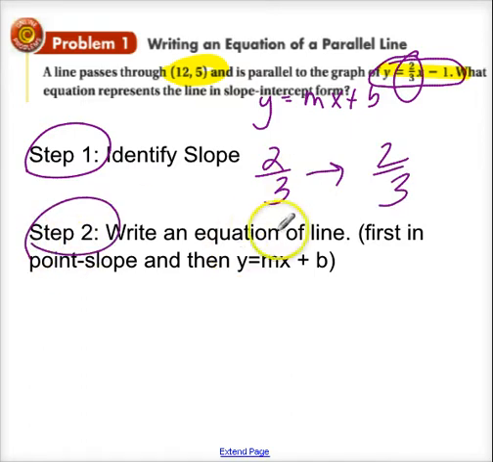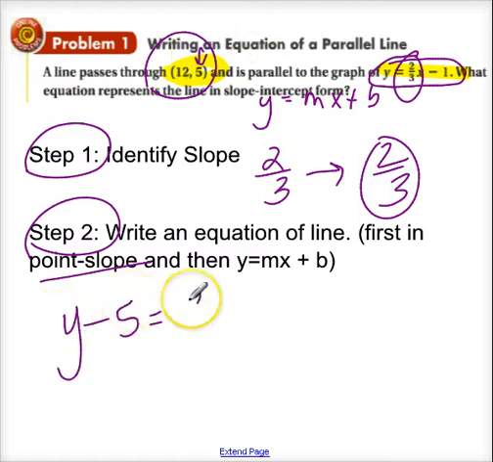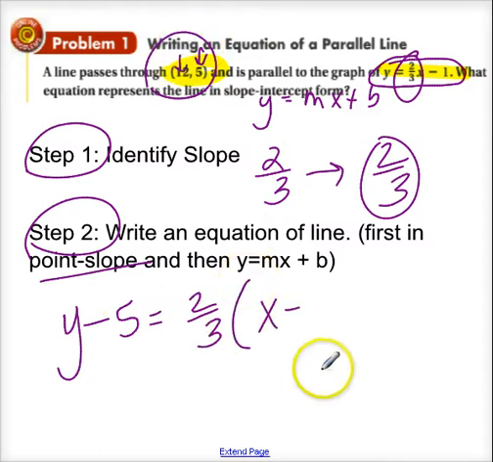Step two, write an equation of the line. First, since we know the slope and we know one point, we're going to use point-slope. So I'm going to go y minus my y value, which is 5, equals my slope of 2/3 times x minus my x value, which is 12.